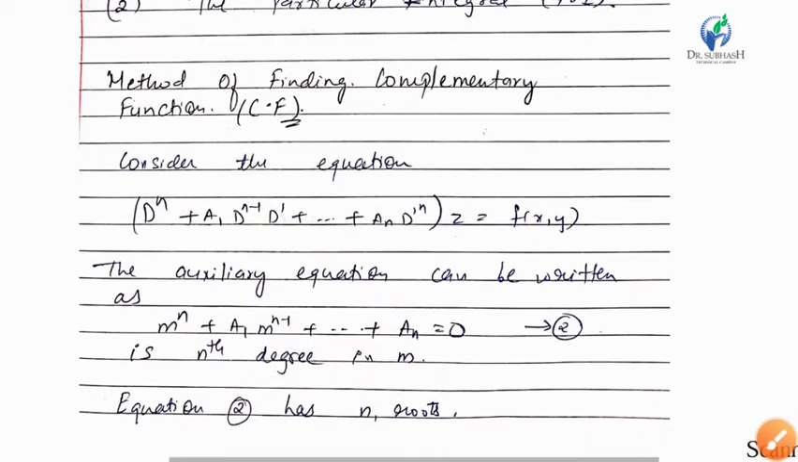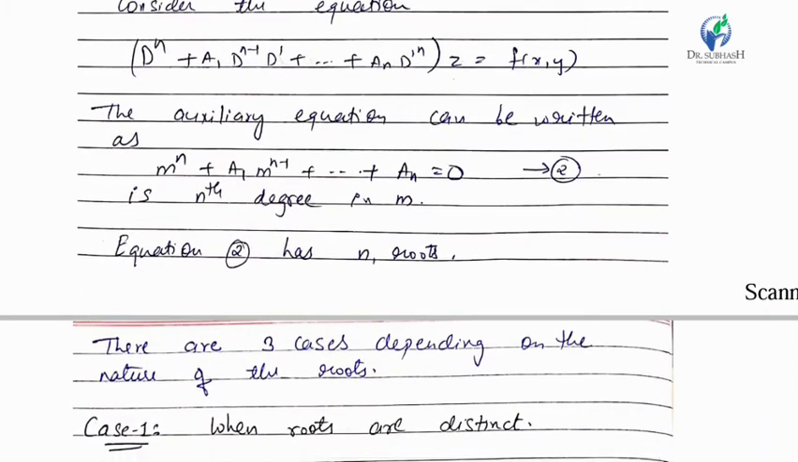First we will find the auxiliary equation. The auxiliary equation can be obtained by putting D = m and D' = 1. Again I am repeating, D = m and D' = 1. On substituting these values, I will not put z, and on the other side of the equal to, it will always be 0, and the constants will remain as they are. This is the auxiliary equation, and we can see that it is nth degree in m. So there will be n roots of this equation.